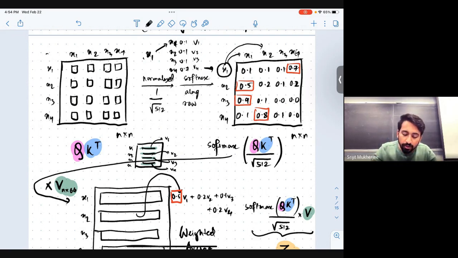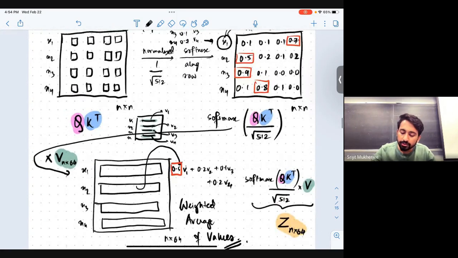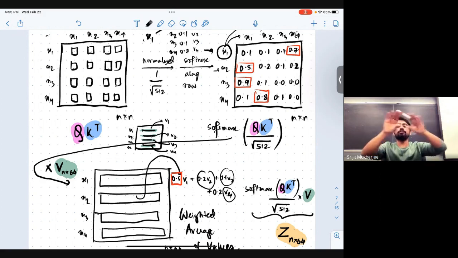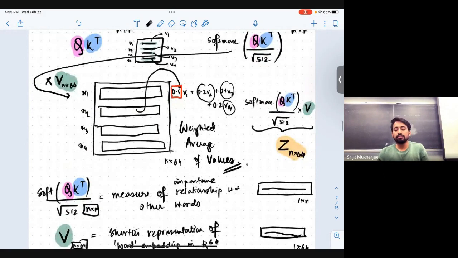So we multiply. This probability is 0.1 times v1. For example, for the second one, it's 0.5 times v1 plus 0.2 times v2 plus 0.1 times v3. You can just see the second one. Essentially, it's creating an attention vector, like a feature vector for each word, after creating the attention score. This is very, very important, super important for understanding. It's a weighted average of values.